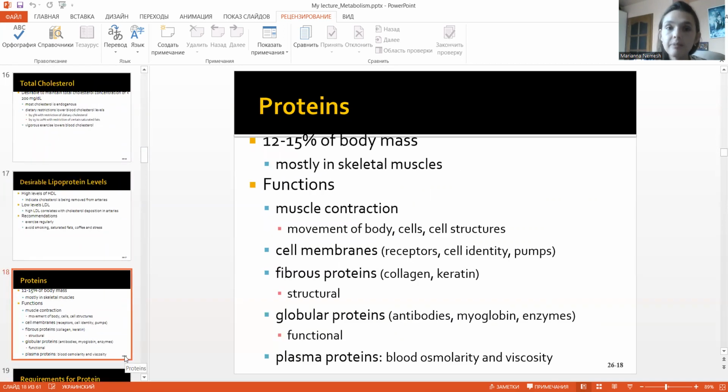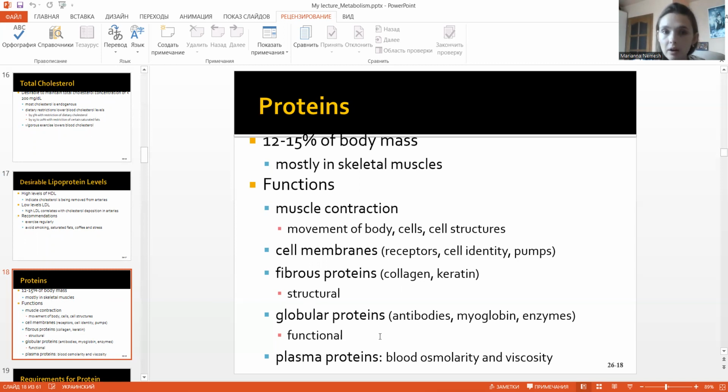It's the proteins. 12–15% of body mass is mainly presented by proteins, mostly in the skeletal muscles. The main functions of proteins are muscle contraction, movement of the body, cell structure, cell membrane components like receptors, cell identity, and different kinds of pumps like ion channels. Fibrous proteins like collagen and keratin have a structural function. Globular proteins like antibodies, myoglobin, and different kinds of enzymes are present in the digestive system and in cell metabolism.